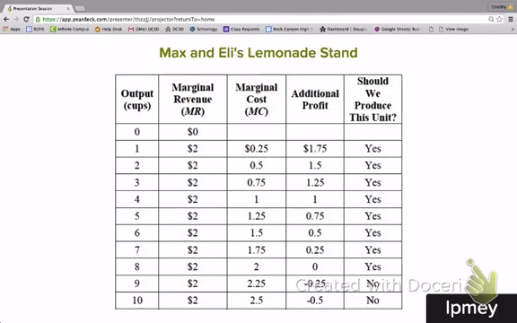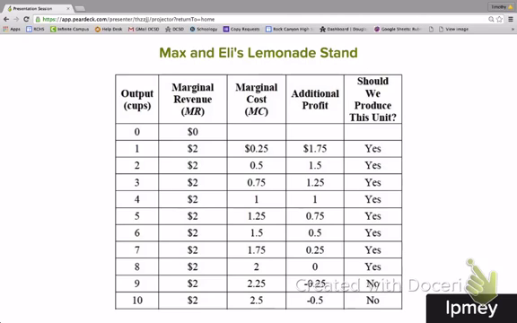Because Eli and Max are making production decisions on an incremental or marginal basis, they will never produce the 9th unit. Because notice what happens. Before you get to the 9th unit, marginal revenue is greater than marginal cost. Marginal revenue is always $2, and if you look at the marginal cost column, you'll see that for every unit we produce, the marginal cost is less than $2, until we get to the 8th cup, where the marginal cost is $2 and the marginal revenue is $2. So the money going out is equal to the money coming in. And it doesn't add anything to our profit.